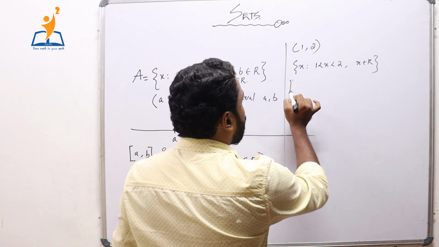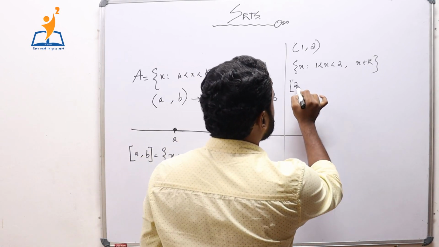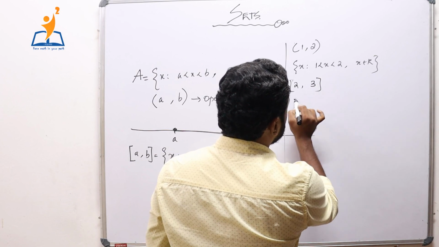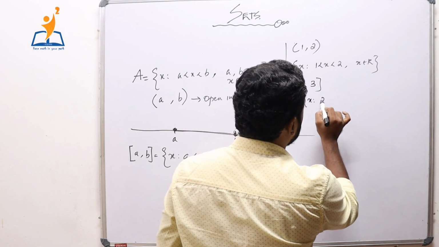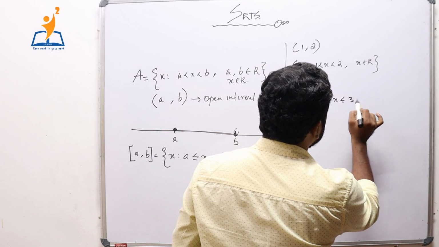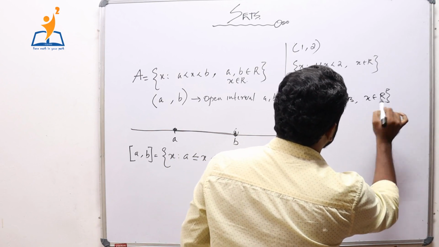Similarly, we can construct very large amount of closed intervals. Let it be [2, 3]. Closed interval [2, 3] is nothing but the set of all x such that 2 is less than or equal to x less than or equal to 3 and x is an element of R, isn't it?